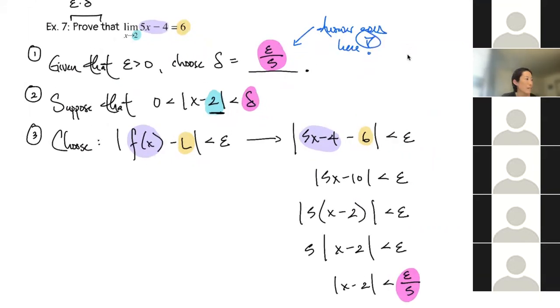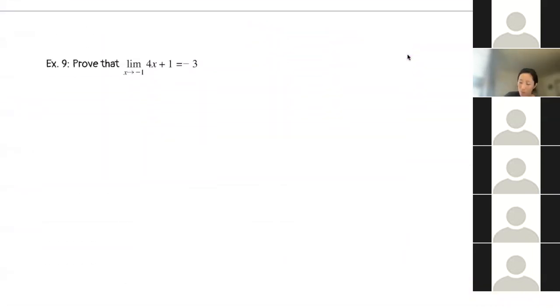Okay. For the sake of time, let's try example 9. Okay, let's try example 9. All right, so we've got kind of a similar situation. Prove that the limit as x approaches -1 of 4x plus 1 equals -3.